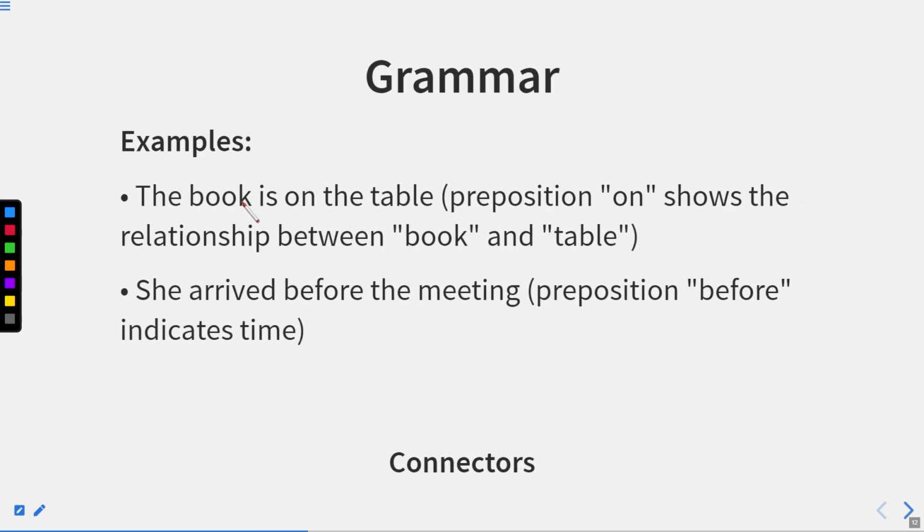The book is on the table. Now here I'm showing the position of this book is on the table. So this "on" is a preposition which is connecting this book with this table, and here I'm showing this book's position is on the table.